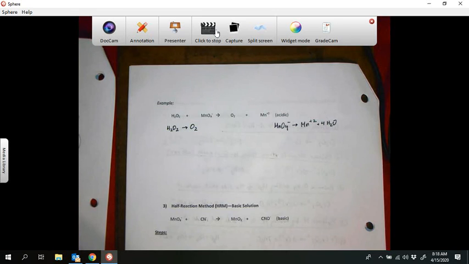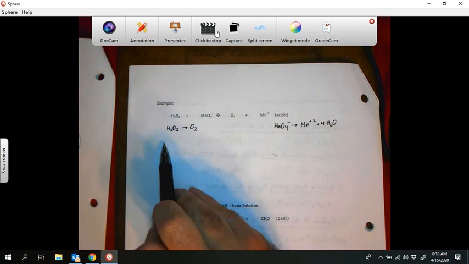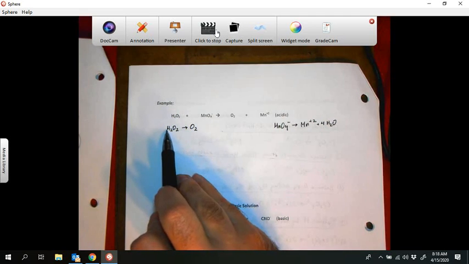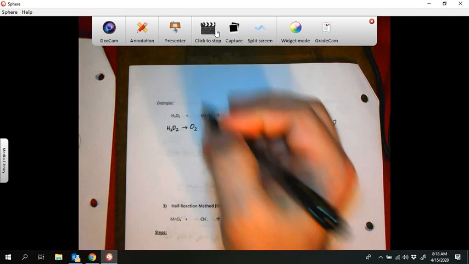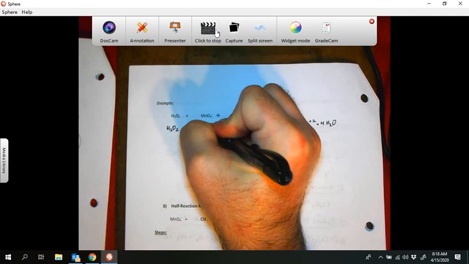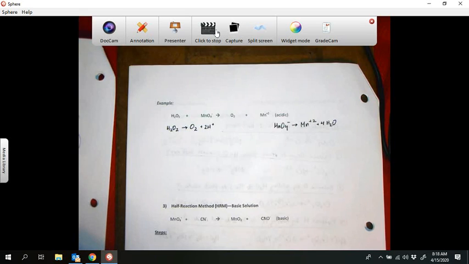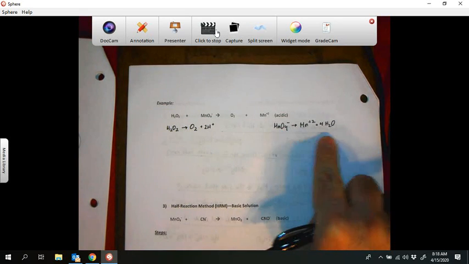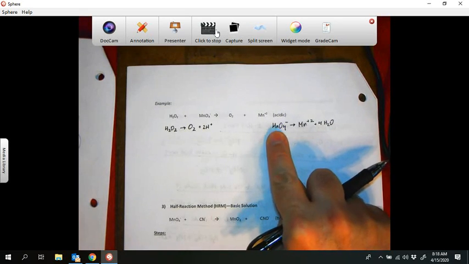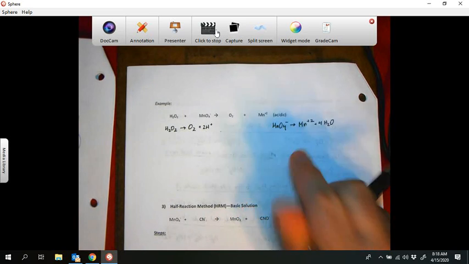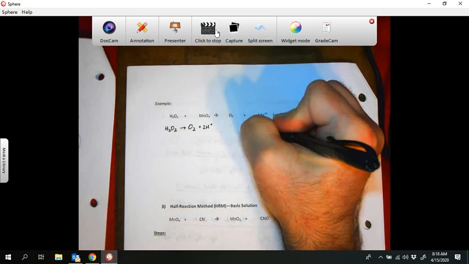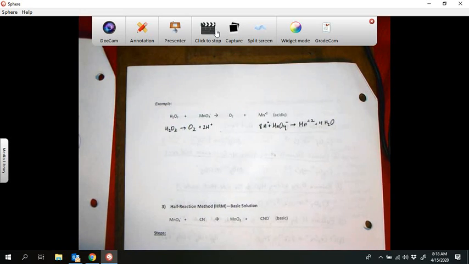Our next step is to balance H's by adding H plus to whatever side needs it. So on our first half reaction, we have 2 H's on this side, so we need 2 H pluses on the product side. Over here, we don't have any H's on this side, but we have 8 on this side, so I'm going to put 8 H plus on the reactant side. So our elements are all balanced.